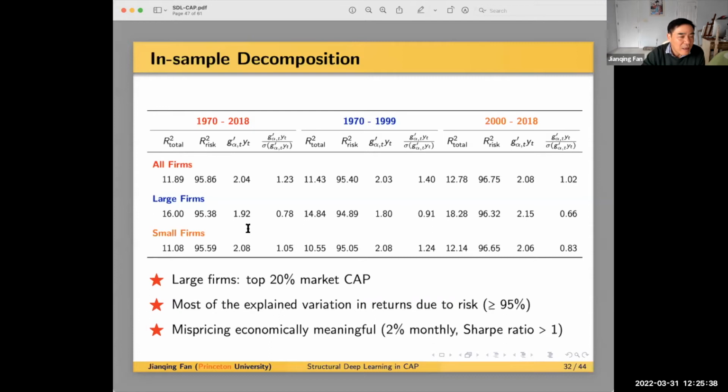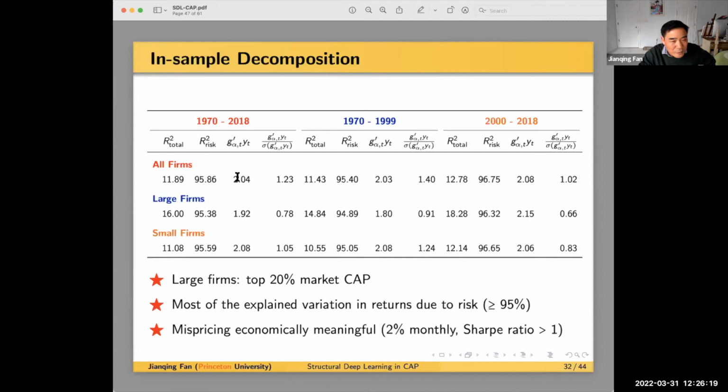So if we're using all firms, the in-sample R squared is about 12%. And among those 12%, 95% comes from the risk, which really means factor realization plus risk premia. And only 5% comes from the mispricing. Even though it's only 5%, if I compute the alpha portfolio, the monthly return of the alpha portfolio is about 2%, and the Sharpe ratio is about 1.2.